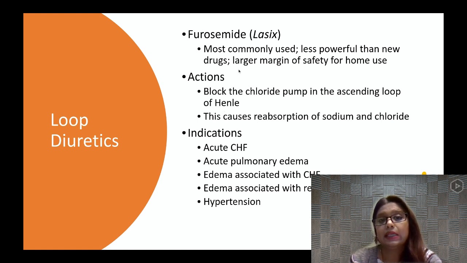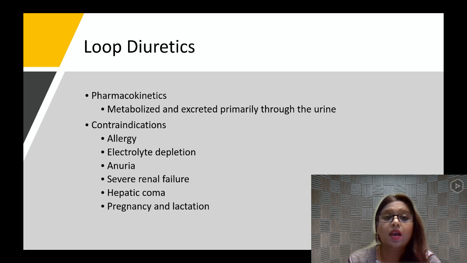Okay, so Lasix. Actions are to block the chloride pump at the ascending loop of Henle and prevent reabsorption of sodium and chloride. Indications. What is an indication? Why would I give a diuretic to my patient? When a patient has fluid overload condition, when they have severe edema, their heart's not functioning very well. We want to reduce the amount of load on the heart, and we also reduce the amount of blood pressure, right? Diuretics.